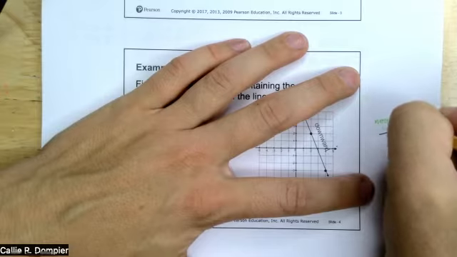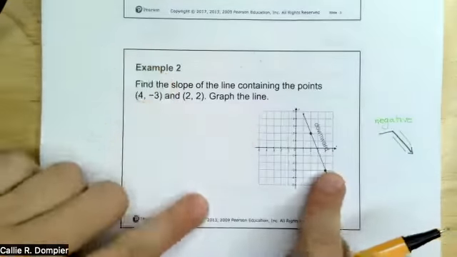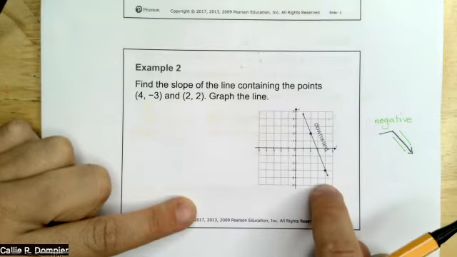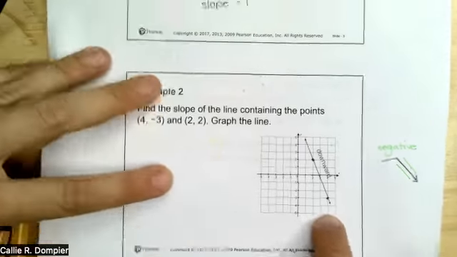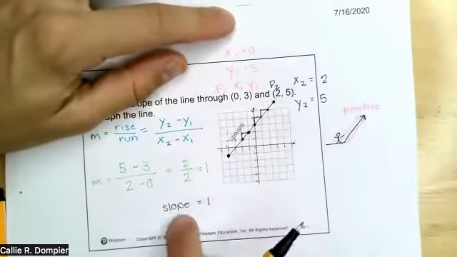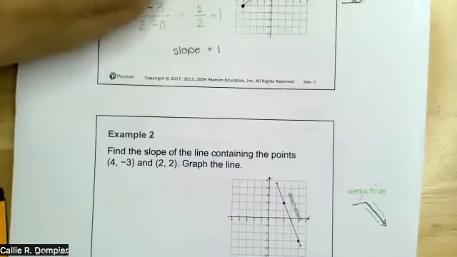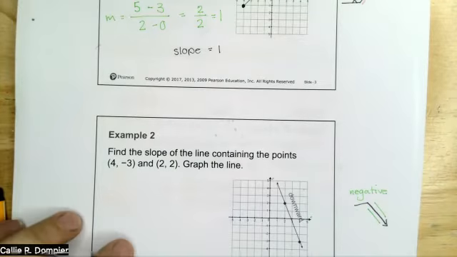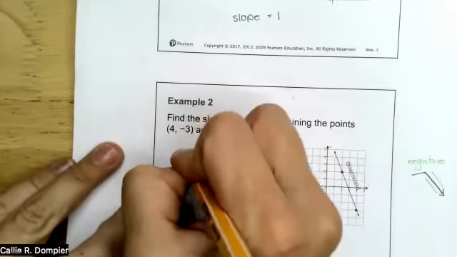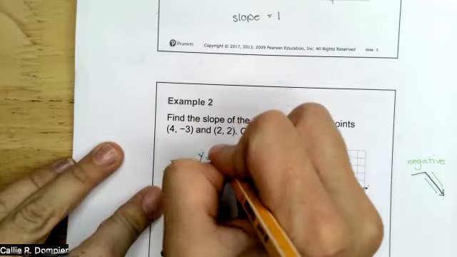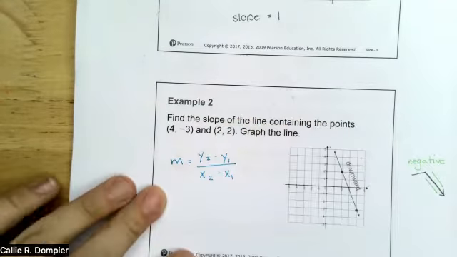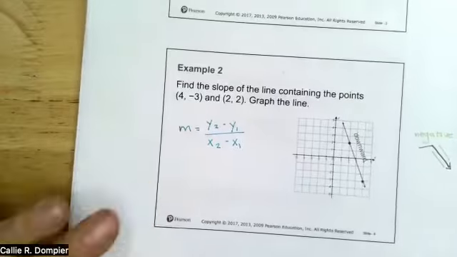So if you see this line, your answer should have a negative in front of it. That's definitely going to be a negative fraction or a negative whole number. This, because it's going up, is definitely going to be a positive number. Good, but we're doing the exact same thing. So we're just saying m equals y2 minus y1 over x2 minus x1. Good. All right.